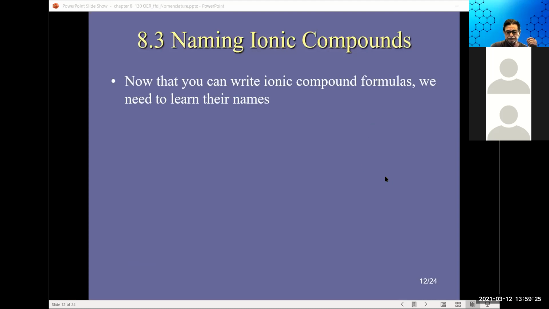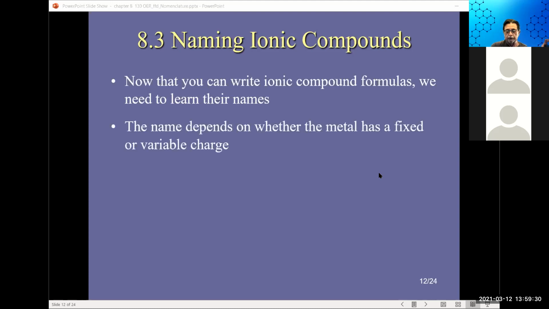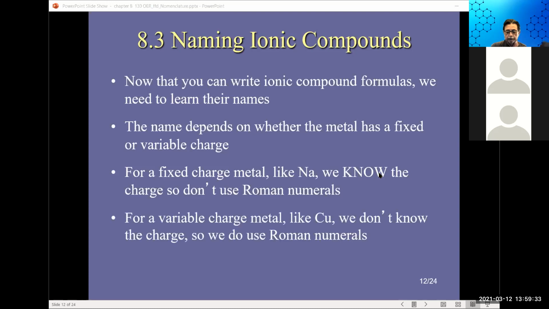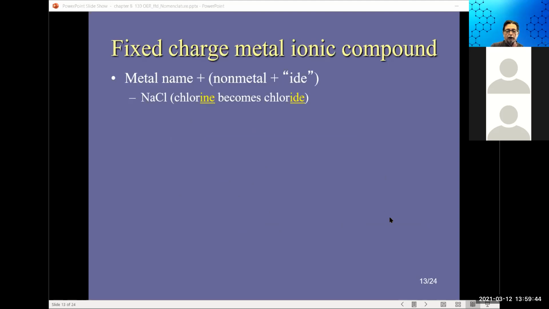Okay, naming these. Now that we can write these, we got to learn to name them. So basically most of the stuff we already talked about. Nothing really new here. Fixed charge metals, we don't use Roman numerals like I stated. Now, we got the formula NaCl. We know that chlorine is not chlorine with respect to the name because it's in a compound, specifically an ionic compound. So therefore, the name goes from chlorine to chloride.